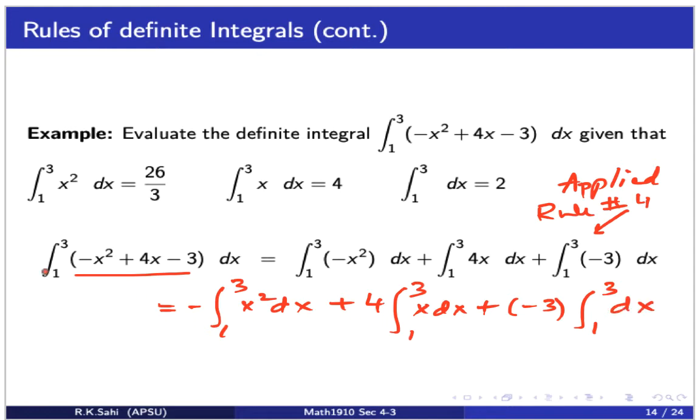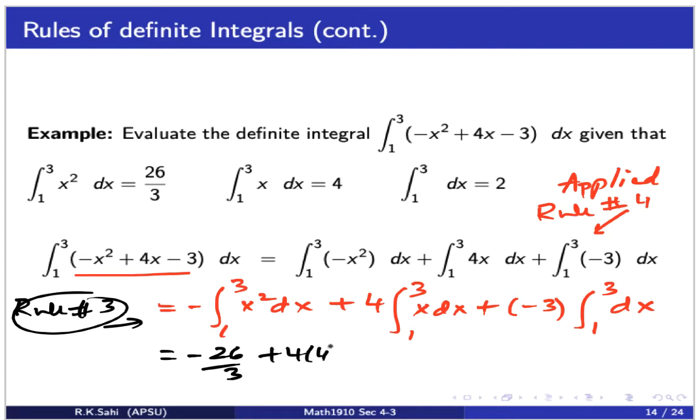So here, remember, we are applying rule number 3. That's what you're doing here. Now, after this, we are already given the values for each one of them. Just plug it in, get the answer. So minus 26 over 3 plus 4 times 4 minus 3 times 2. Okay, so this is going to be negative 26 over 3 plus 16 minus 6. So minus 26 over 3 plus 10 and then 30. So it's going to be 4/3.